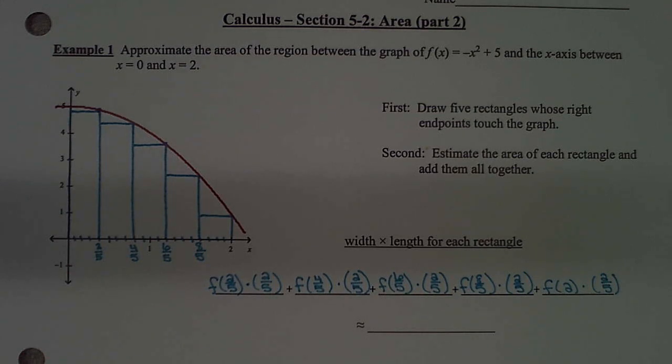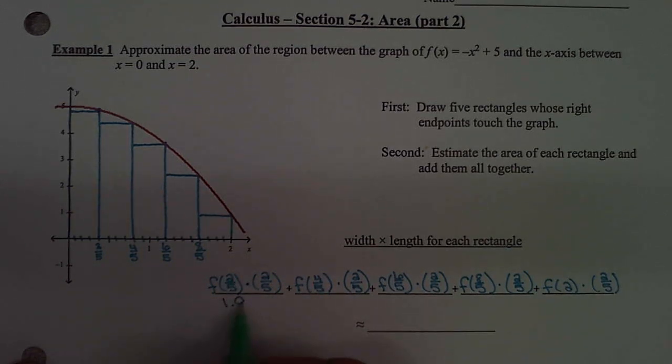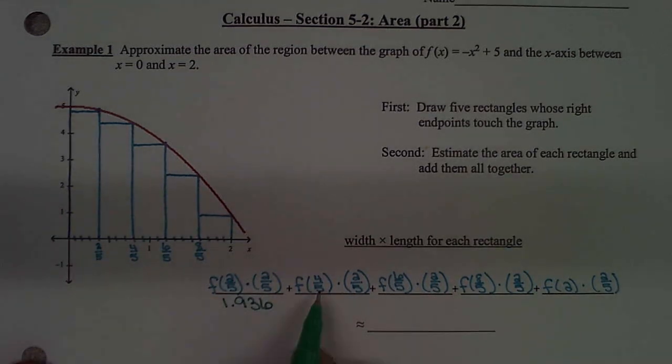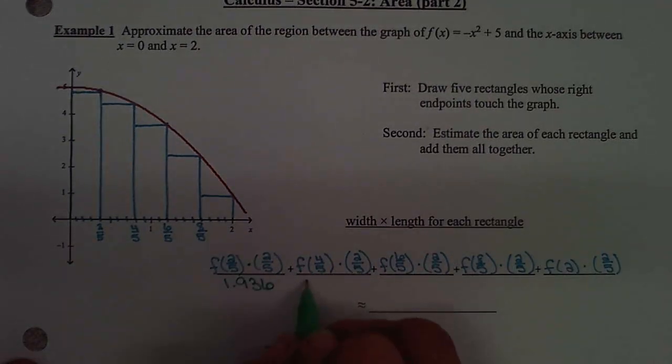Now, you get out your calculator and do all your number crunching, but I've already number crunched these and rounded them to 3 decimals. So if you evaluate the function and then multiply by 2/5, it ends up being 1.936. If we evaluate it at 4/5 and then multiply by 2/5, we get 1.744.